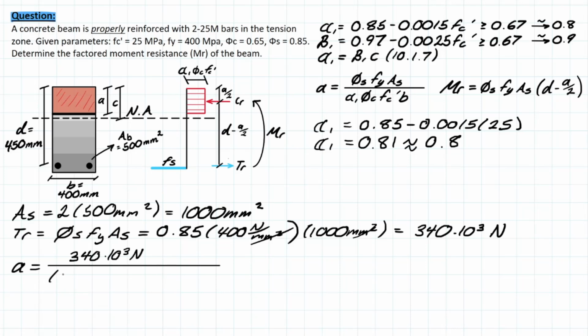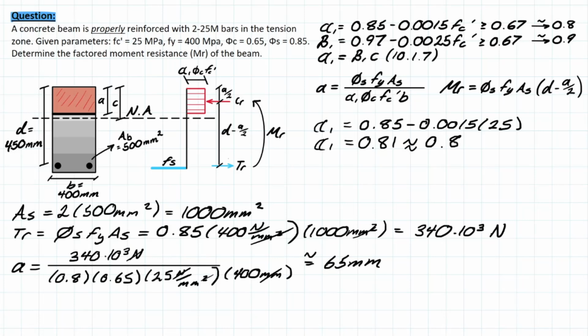So if we plug that in, we have 0.8 times 0.65 times the fc prime, which is 25 Newtons per millimeter squared, and the b, which is given as well for our cross section, which is 400 millimeters. That millimeter is going to cancel out, the squared is going to cancel out, the newtons are going to cancel out, and this millimeter is going to come to the top, meaning that our a value is going to be approximately 65 millimeters.